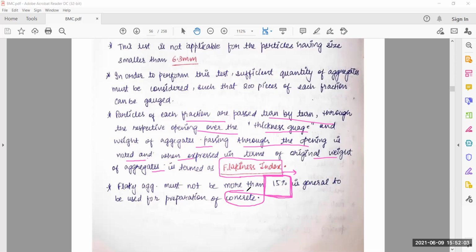So I think I discussed all the aspects of flaky particles: how we identify flaky particles, how we find the flakiness index, how we take sieves, and what are the fractions on which 200 pieces are to be gauged. I also discussed the thickness gauge. I passed my 200 aggregates one by one through the thickness gauge, then we find our flakiness index, and report the value as given by our IRC.